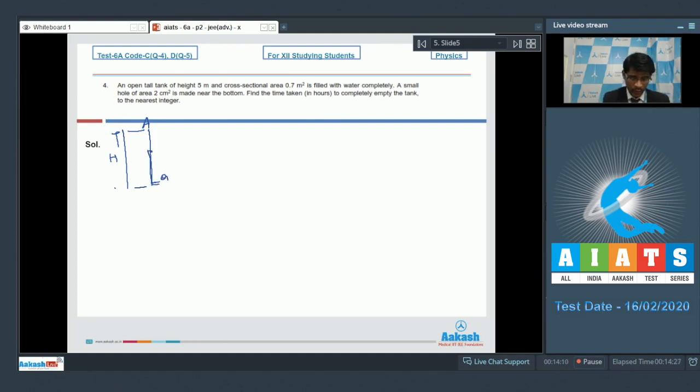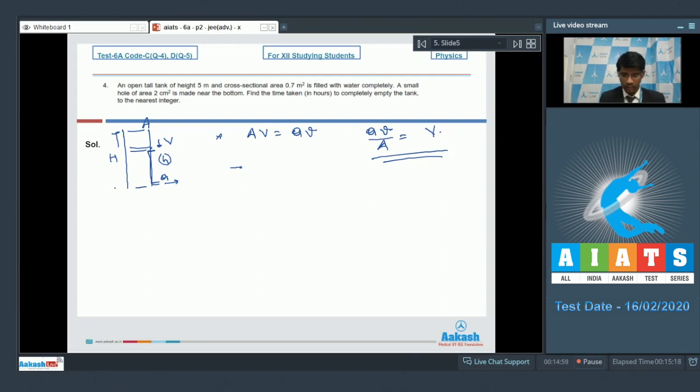So at any particular instant, if the height is small h and the velocity here is capital V, then A capital V must be equal to a small v. This small v is the velocity with which the liquid will be coming out from this small area. So what we know here, a V divided by capital A must be equal to capital V. And this capital V is actually minus dH/dt.